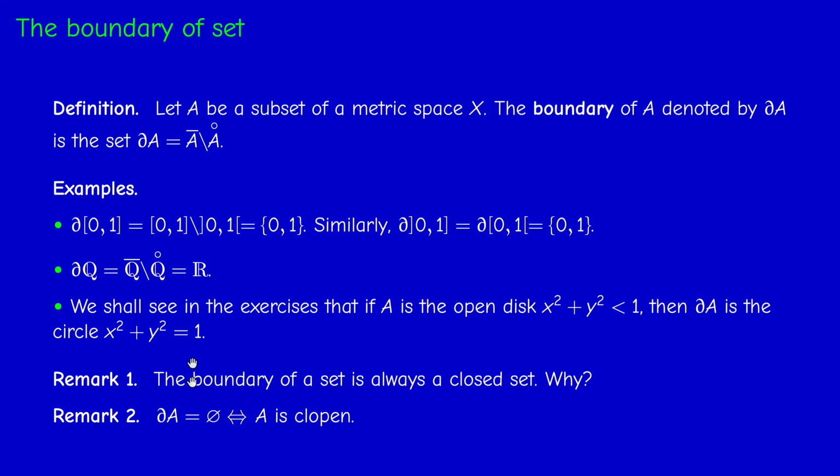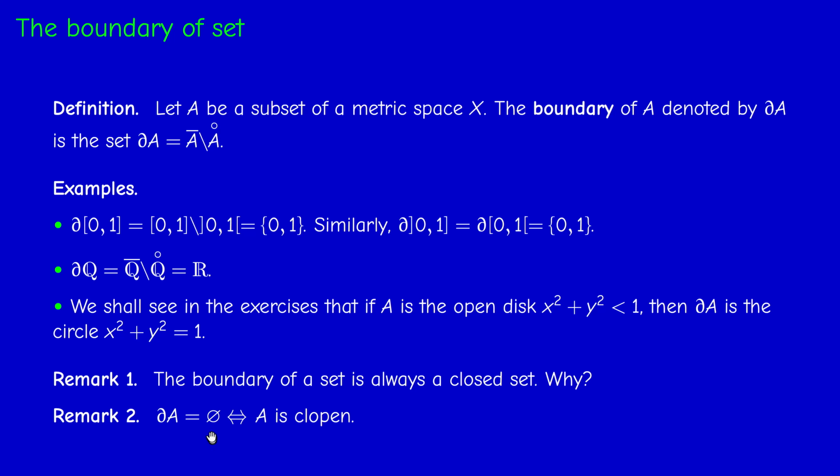And second, when is the boundary empty? The boundary is empty exactly when A bar equals A circle, the interior of A. And that happens exactly when A is both open and closed, because A circle is open and A bar is closed, so A is in between. If A circle equals A bar, we get A bar equals A circle equals A. So A is both open and closed. Therefore, the boundary of the whole space is empty, and the boundary of the empty set is empty.